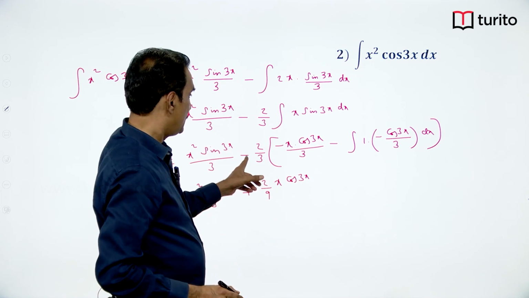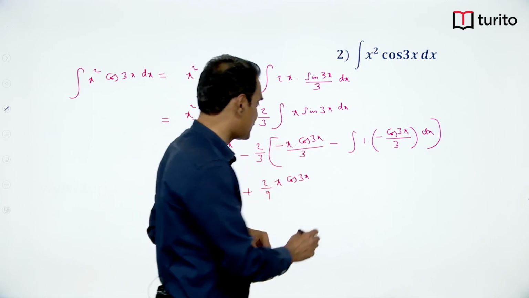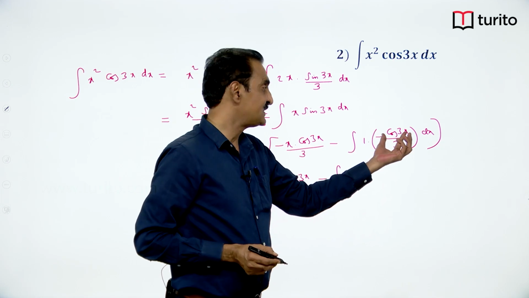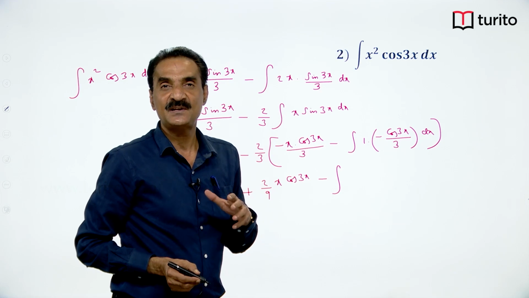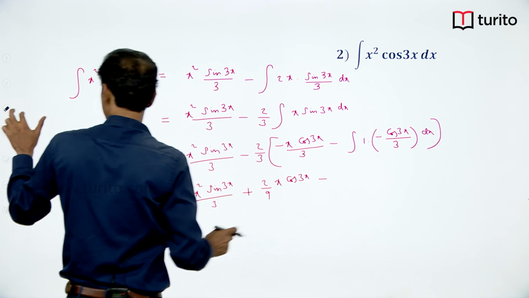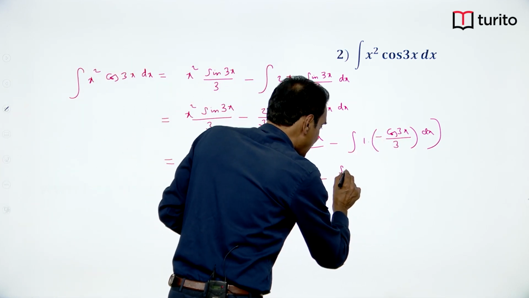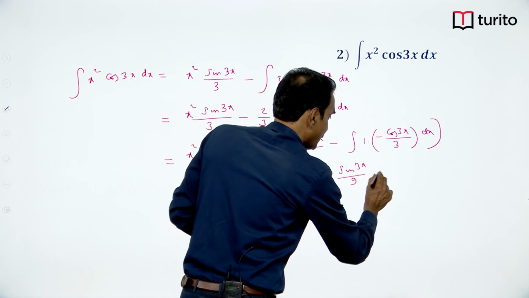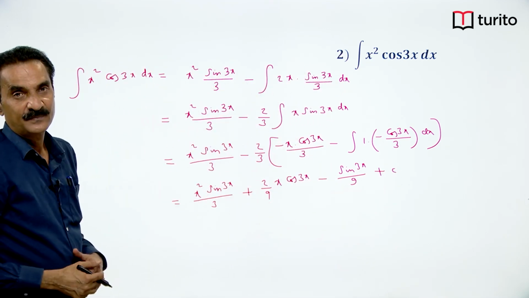Next is minus of minus is plus, again into minus is minus. Let us write directly. What is the integral of cos 3x by 3? Integral of cos 3x is sin 3x by 3. So, directly the integral of cos 3x by 3 is sin 3x by 9 plus c. This is the final integral.